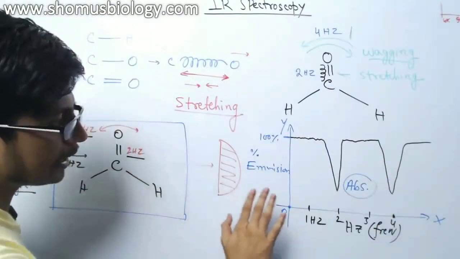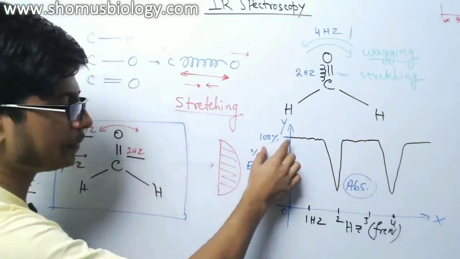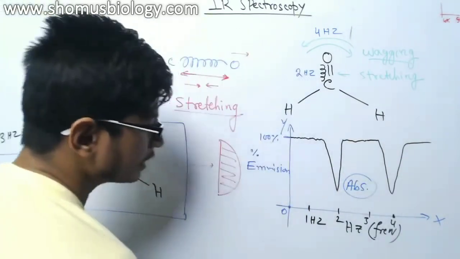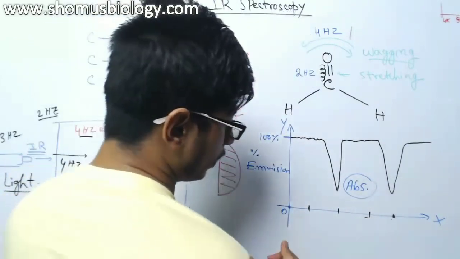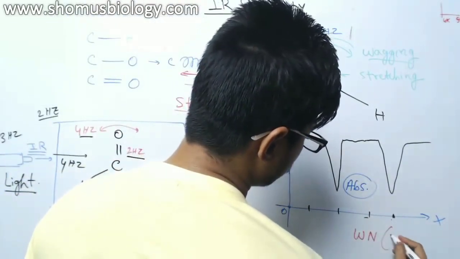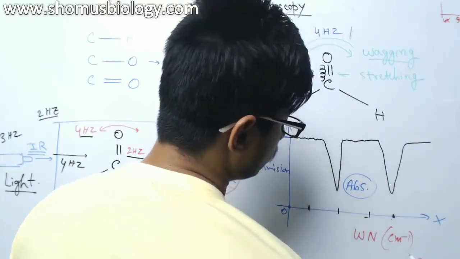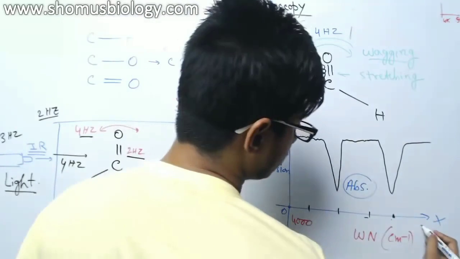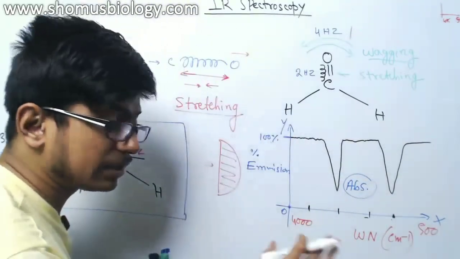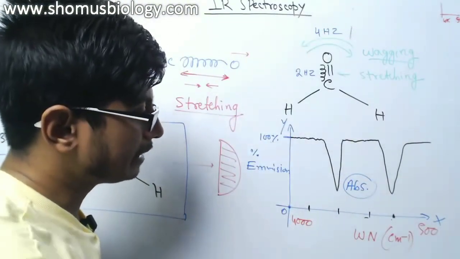Now if you look at some of these graphs, you will see 100% transmittance, and on the x-axis you will find a lot of data in the wave number. The data in the wave number is in centimeter inverse, and you will see 4000 here and 500 here. So this is going to give you an idea about the range.